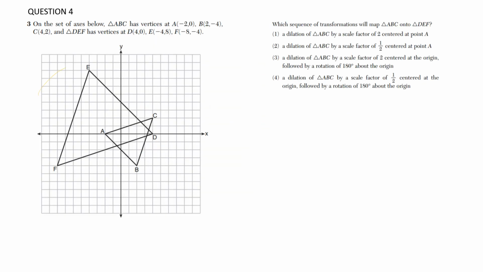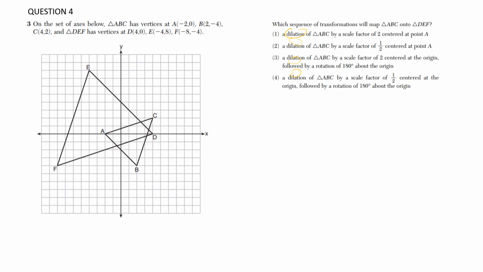All right, on the set of axes below, ABC has these vertices, and you see them here, and DEF has those vertices. Which transformations will map ABC onto DEF? Now, a couple things here, okay? A dilation, as you see in all of the choices, simply means you're taking the x and y values and scaling them up by some certain number, okay? Now, here's the problem. There's a lot of choices to go through, there's a lot of numbers to work out, but maybe we don't need to do any of these numbers at all.